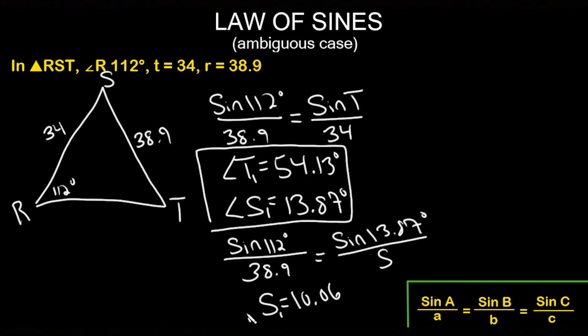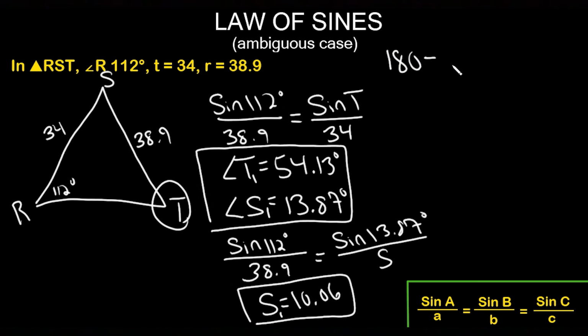And from here, we have to check for a second triangle. So what angle is the angle in question? Well, that's going to be angle T, right? So we're going to do 180 minus angle T, which is 54.13. And again, these are degrees. When you do that, you get the following. So 180 minus 54.13, I get 125.87 degrees, okay?